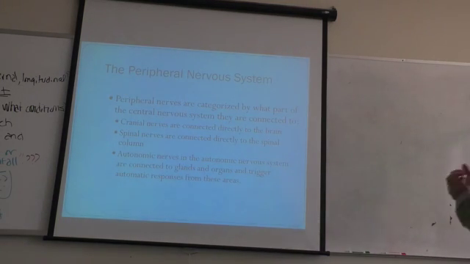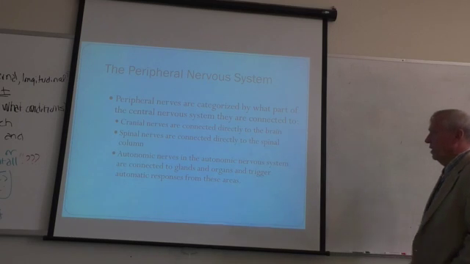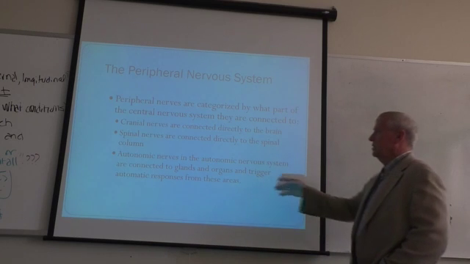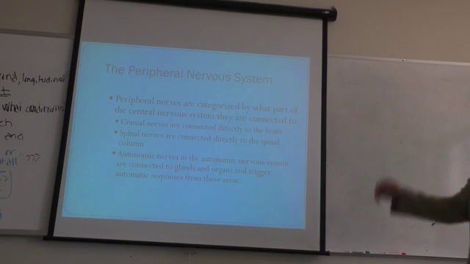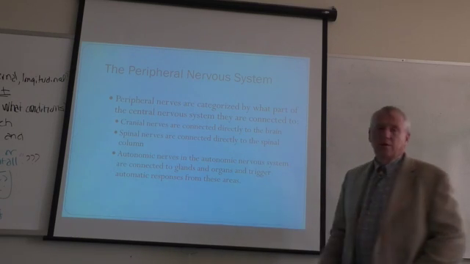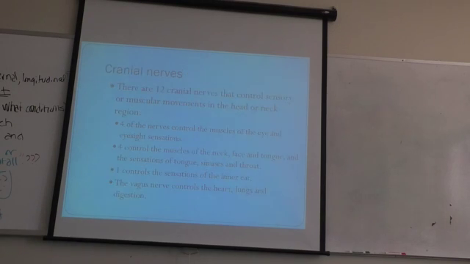The peripheral nerves are categorized by what part of the central nervous system they are connected to. Cranial nerves are connected directly to the brain. Spinal nerves are connected directly to the spinal column. Autonomic nerves in the autonomic nervous system are connected to glands and organs and trigger automatic responses from these areas. So there's three different places that they are attached to. They're either attached directly to the brain, directly to the spine, or they are throughout the body, and they do automatic things.